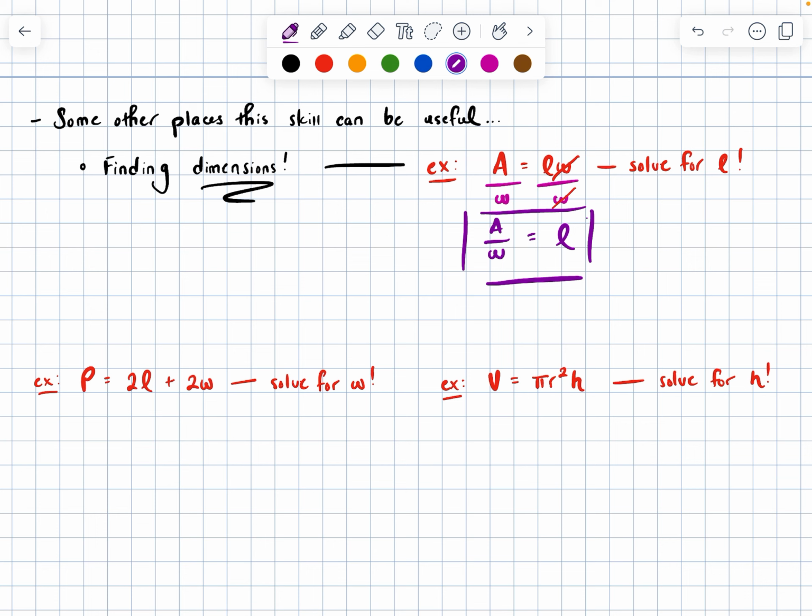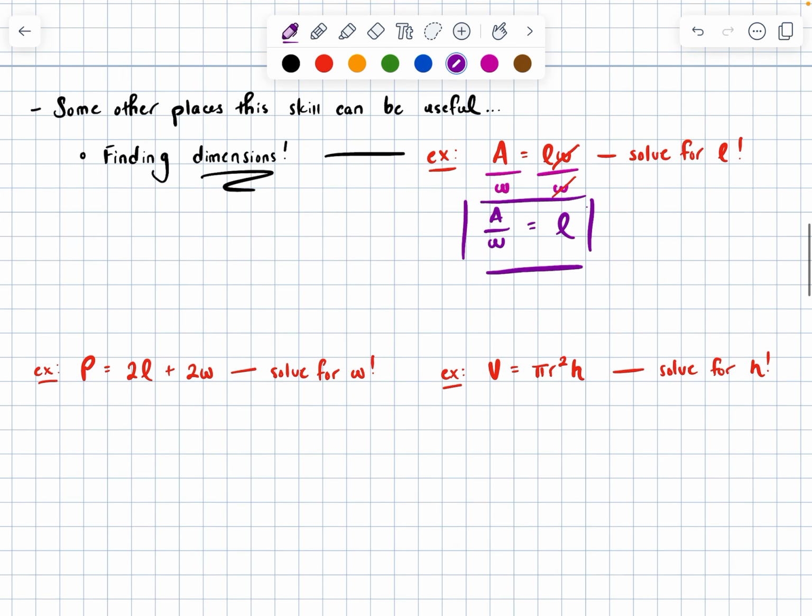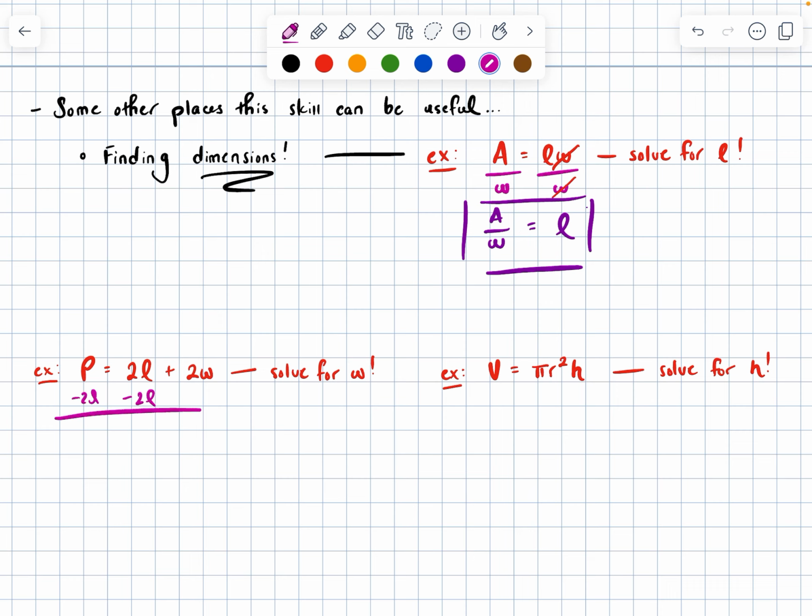Let's solve for W. P equals 2L plus W. So in this case, I want to get W by itself. Well, reverse order of operations tells me the easiest thing to get rid of. I have a 2L and a 2. Let's get rid of the 2L first. I'll do my addition and subtraction before I do my multiplication and division. On the right side, 2L minus 2L, well, that's 0. Then I've got P minus 2L. That's equal to 2W. All I need to do now is get W by itself.